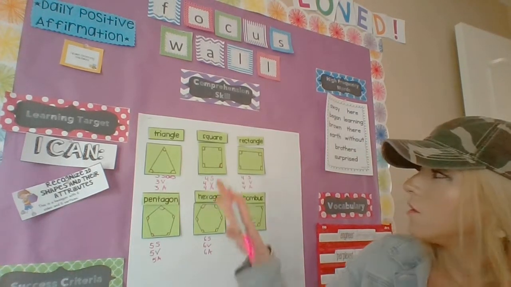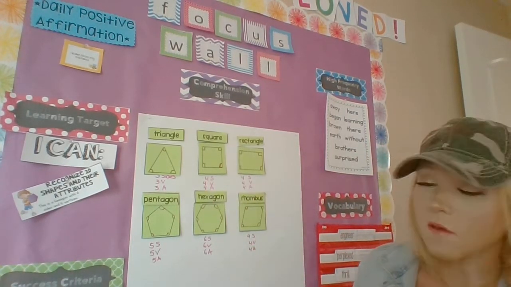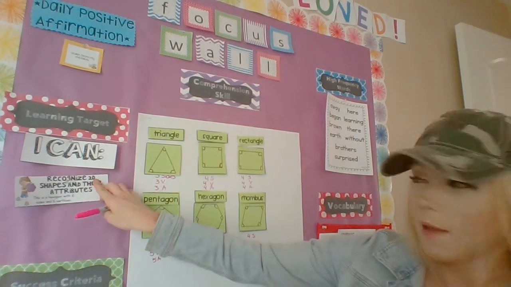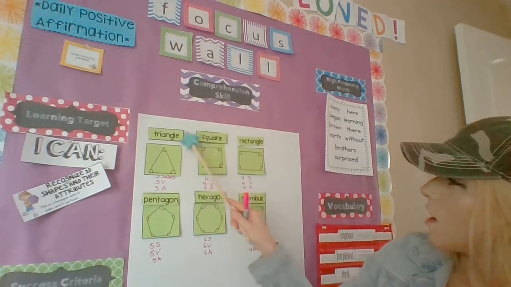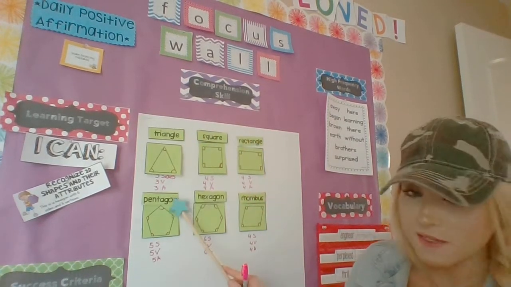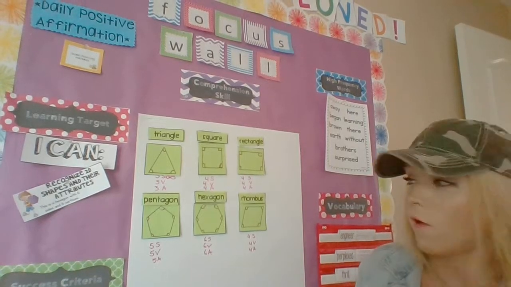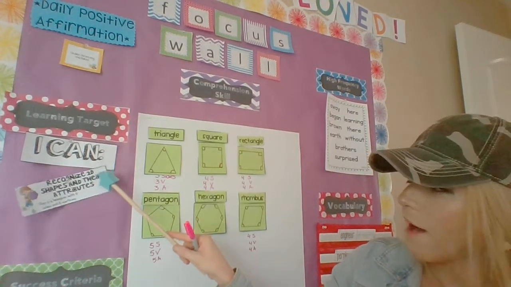So these are all 2D shapes. So that was part of our goal, to recognize 2D shapes by their names. We name them triangle, square, rectangle, pentagon, hexagon, rhombus. So check on that part of our goal. Let's check the other part of our goal.